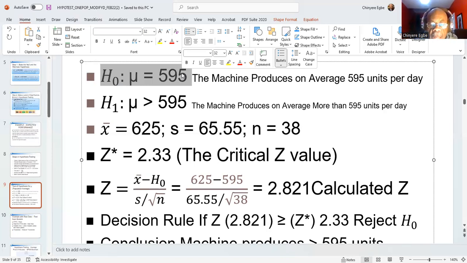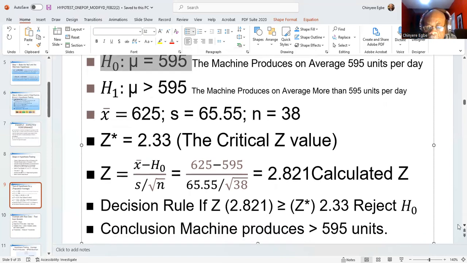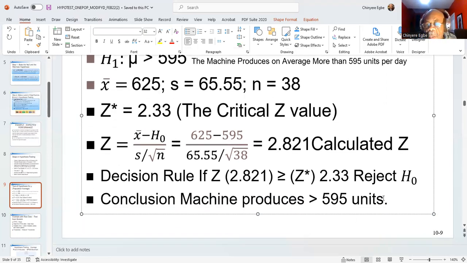So this is a one-sided hypothesis. Therefore, you conclude that the machine produces more than an average of 595 per day. Because once you reject one, that means you're accepting the other one. You are reaching the conclusion that is now the alternate. That's what you're doing. And since we reject the null hypothesis that the average is 595, we are now concluding that the average is more than 595. Now, this is one population. We are looking at this particular machine.